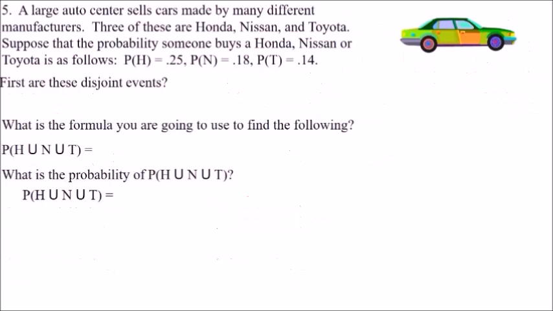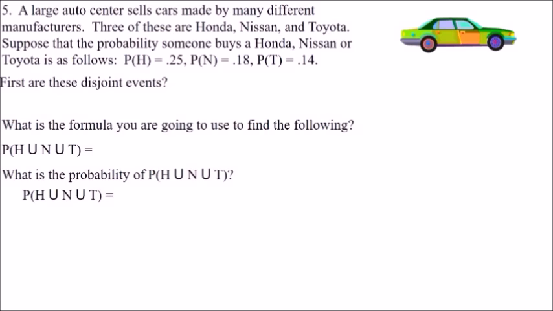Okay, so now we're going to look at another problem. Number 5 says a large auto center sells cars made by many different manufacturers. Three of these are Honda, Nissan, and Toyota. Suppose that the probability someone buys a Honda, Nissan, or Toyota is as follows. The probability of a Honda is 0.25, the probability of a Nissan is 0.18, and the probability of a Toyota is 0.14.